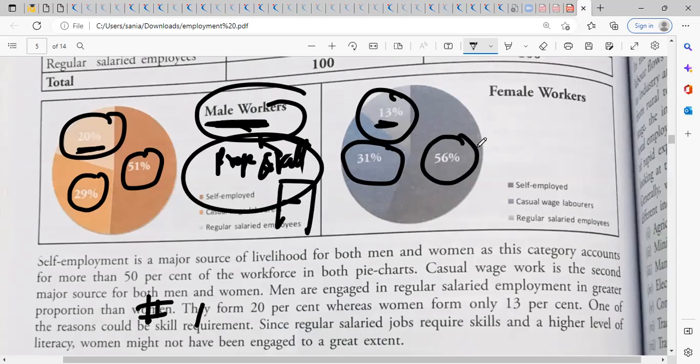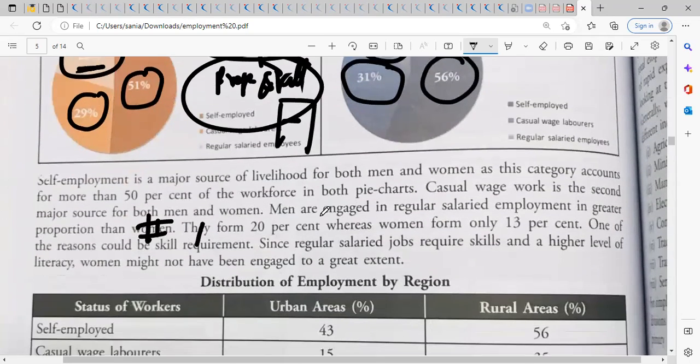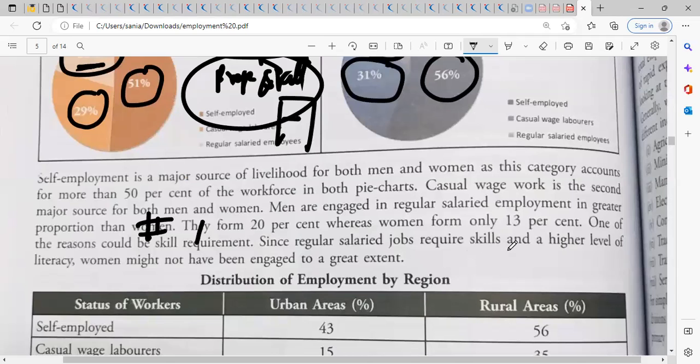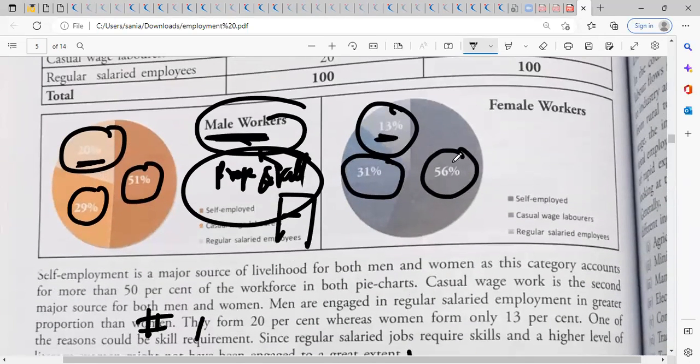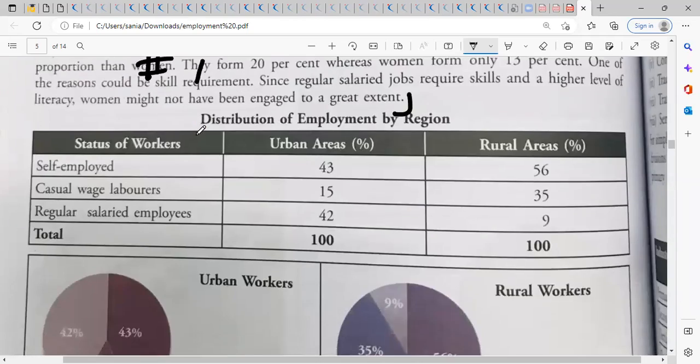But females are not going to school, right? They don't have the proper skills, that's why it is only 13%. Since regular salary jobs require skills and a higher level of literacy, women might not have been engaged to a greater extent. Because of this, only 13% of women are regular salaried, and 20% of men are regular salaried because they have the proper skills and everything.